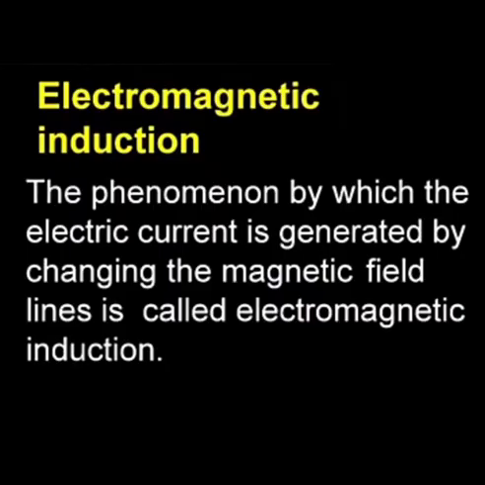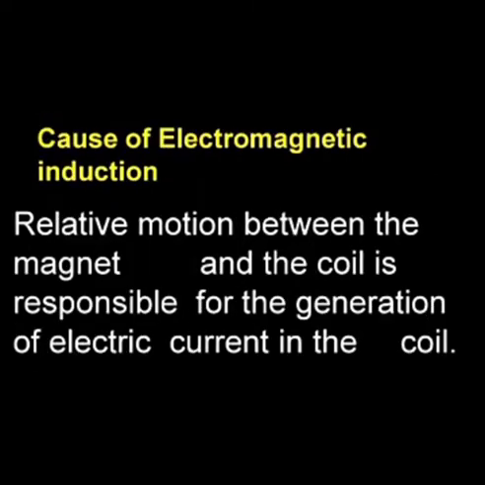Electromagnetic induction. The phenomenon by which electric current is generated by changing the magnetic field lines is called electromagnetic induction. Cause of electromagnetic induction: relative motion between the magnet and the coil is responsible for the generation of electric current in the coil.